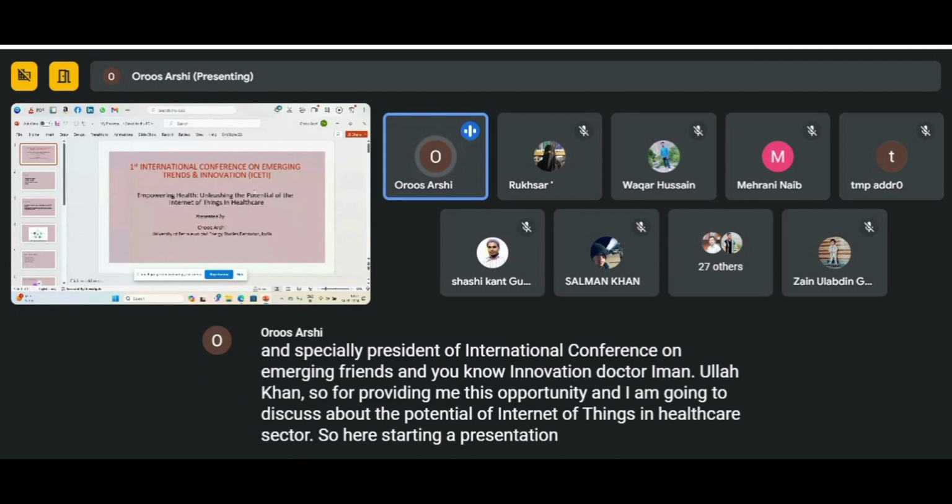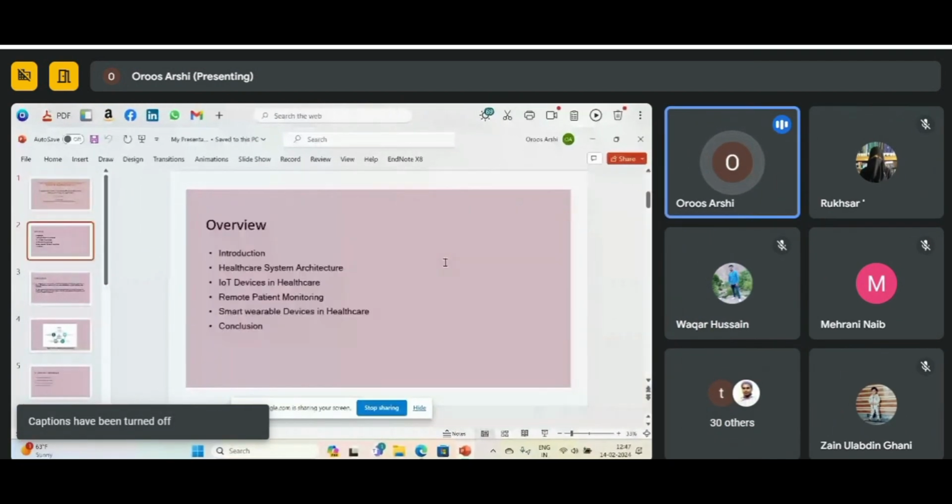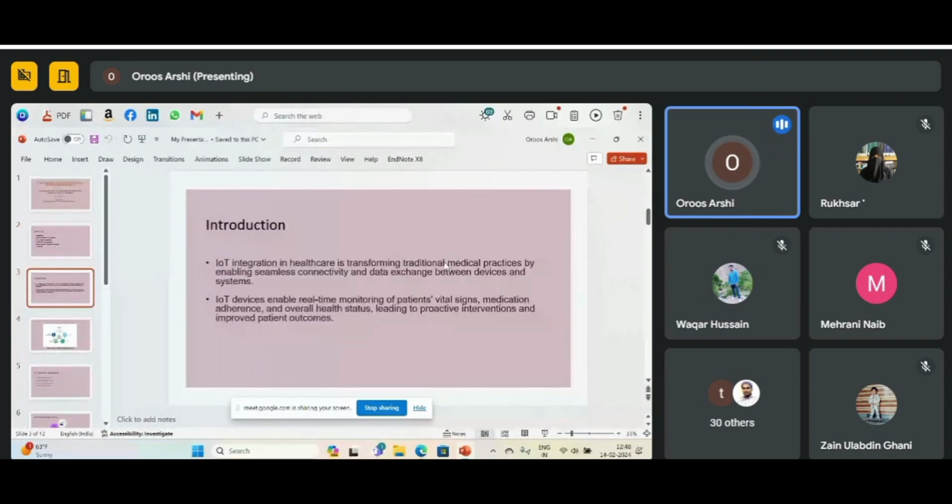Here I will start my presentation. Basically, in this presentation, I am going to discuss the introduction to the Internet of Things in the healthcare sector, healthcare system architecture, and the IoT devices which are helping in the healthcare industry. I will also discuss remote patient monitoring and smart wearable devices used in the healthcare industry.